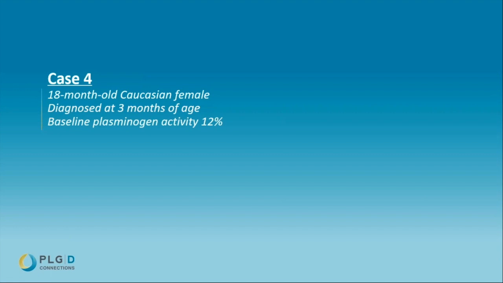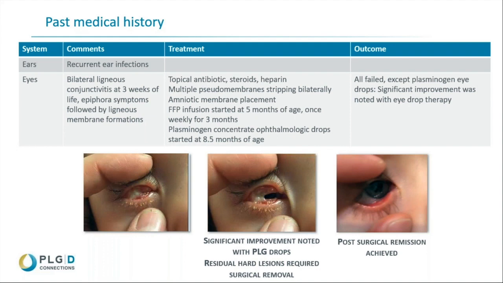The last patient is an 18-month-old Caucasian female diagnosed at 3 months of age with baseline plasminogen activity of 12%. Her past medical history includes recurrent ear infections and bilateral ligneous conjunctivitis, starting as early as 3 weeks of life, initially as non-specific ocular symptoms, followed by pseudomembranes. Multiple topical modalities and surgical removals failed to achieve remission.